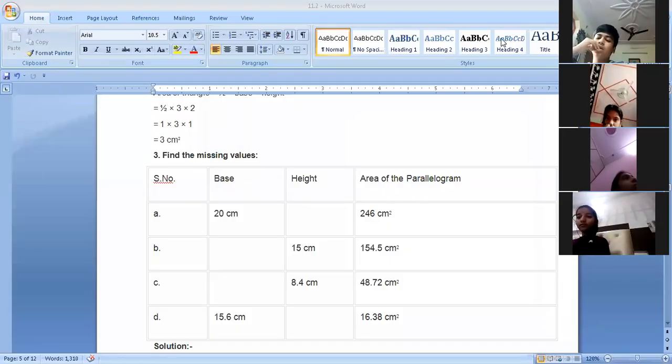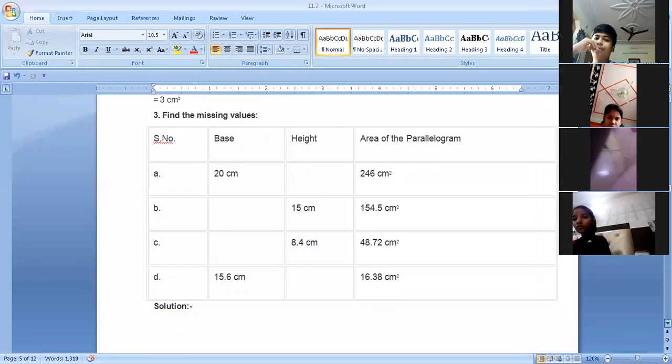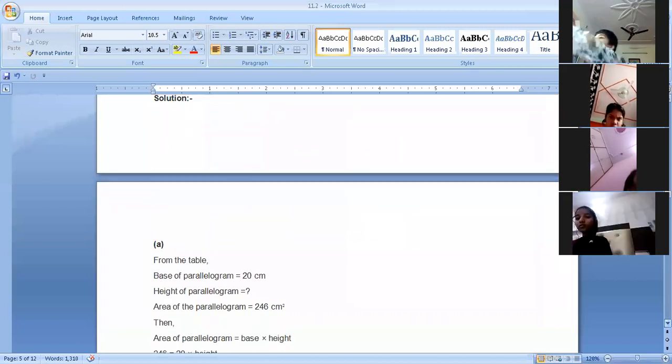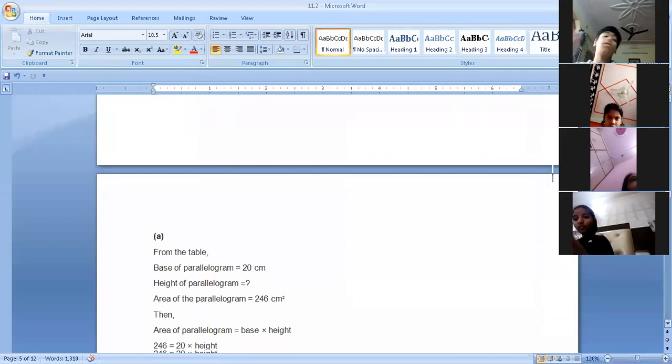In question number 3, missing values are there. In A part, base is given, area is given, but the height is missing. So to find out the height, what we are going to do? We'll write the formula first of all. Area of the parallelogram is base into height. And below area, we'll be writing the area. Below base, we'll be writing the base. And in spite of height, we'll be writing the height only.